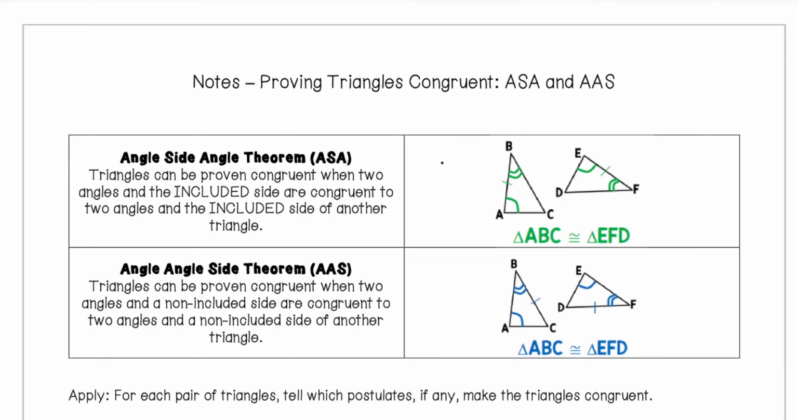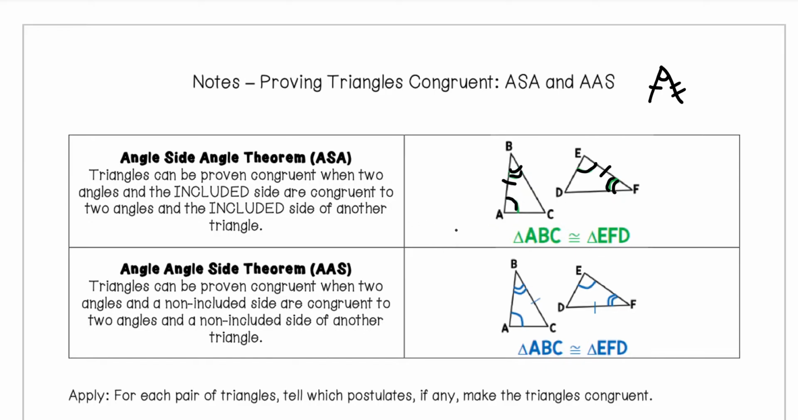So again, what we mean by included, just like last time when the two sides made the included angle, it was the one between them. The included side will be between these two angles. So angle A is congruent to angle E, and angle B is congruent to angle F. So the side length that is between those two angles is the included side. We wouldn't use a side like AC because that's not between the two angles that we know are congruent. So because of this, we know that these two triangles ABC and EFD are congruent because of the angle-side-angle theorem.